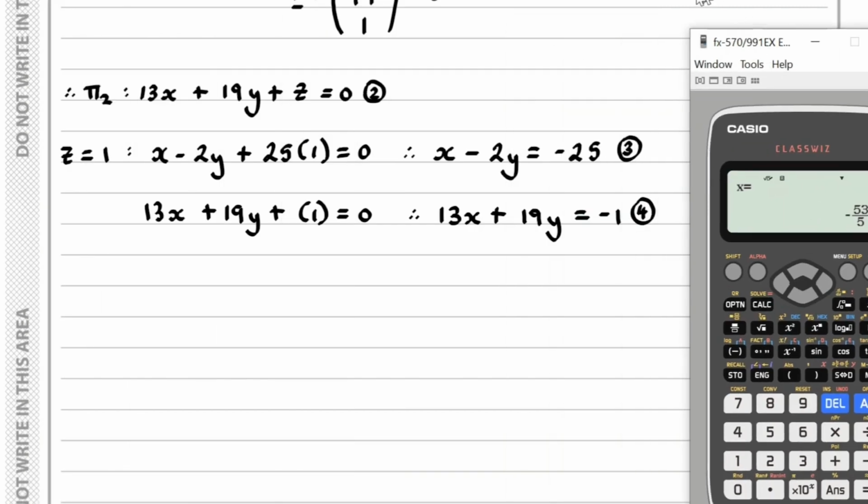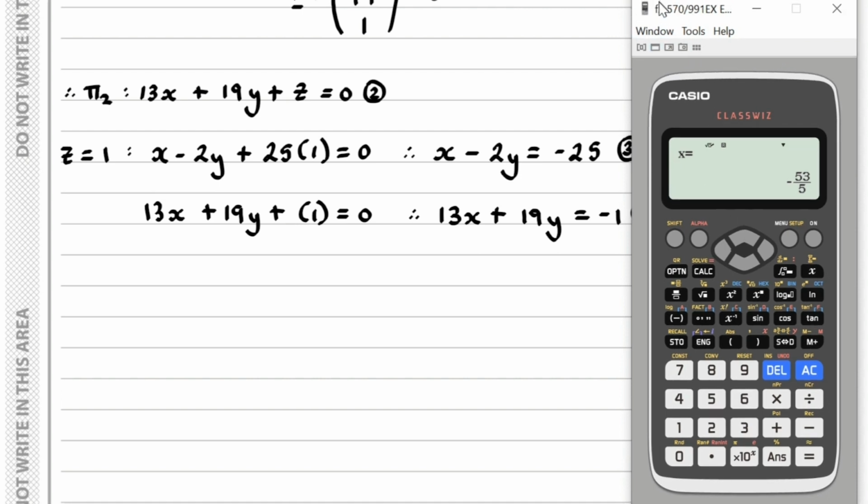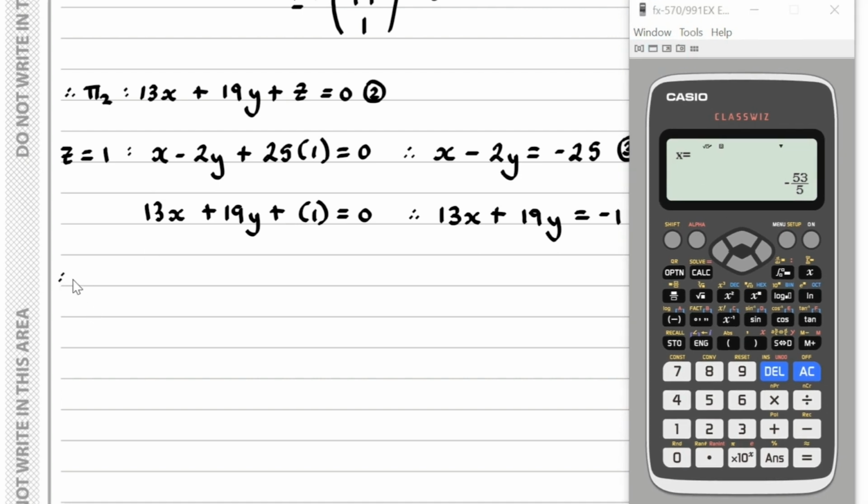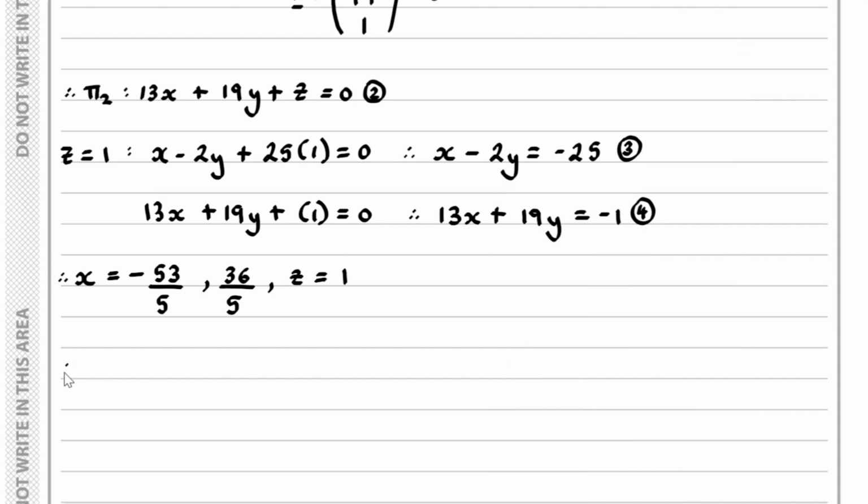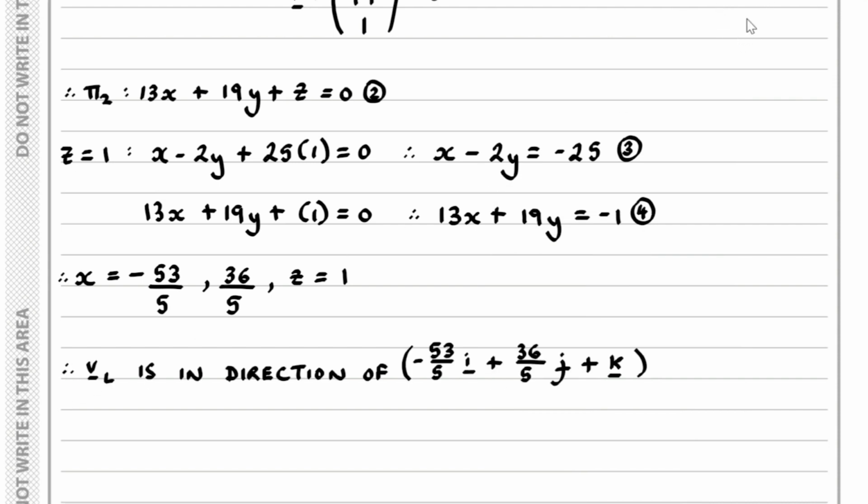So we end up with a value of x of minus 53 over 5, a value of y of 36 over 5, and the corresponding z is equal to 1. And so therefore, we can conclude VL is in the direction of minus 53 over 5 i plus 36 over 5 j plus k.